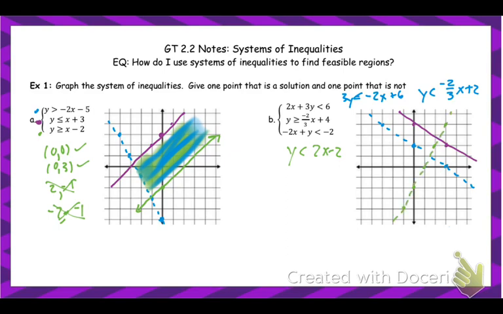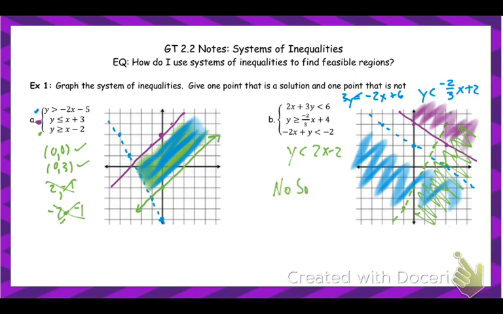All right, and then I'll go ahead and do my shading. So I'm starting with where y is less than negative 2/3 x plus 2. I'm doing where y is greater than negative 2/3 x plus 4. And then I'm graphing where y is less than 2x minus 2. And if you notice, on this graph, there is not a single section where all of that shading meets up. So this graph actually has no solutions at all. There are no points that can make all three of those equations true.